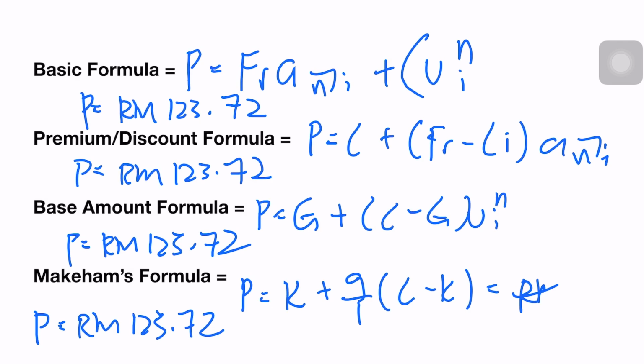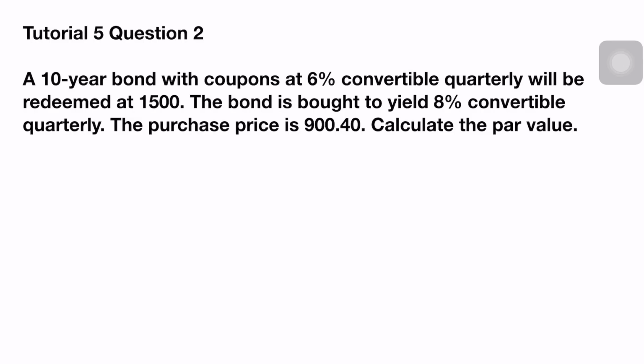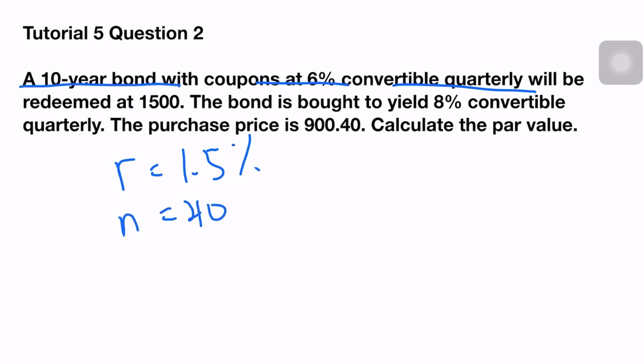See which one is easier to use, more suitable to use. Question number 2. A 10-year bond with coupon 6% convertible quarterly. 6% quarterly, so we get the R. R is 6 divided by 4, so it's 1.5%. And then we also get the N. 10 years quarterly, 40.